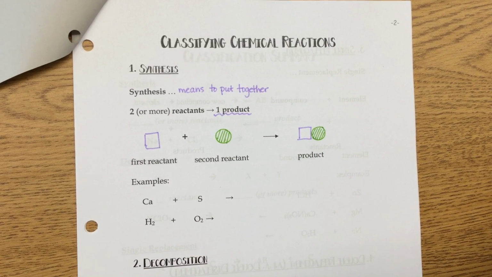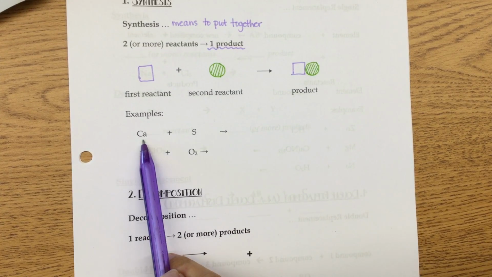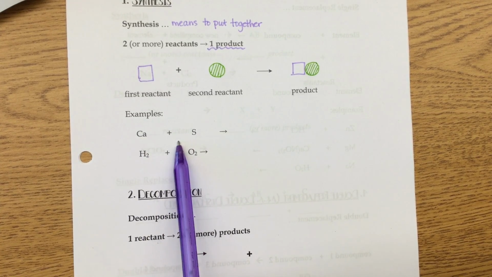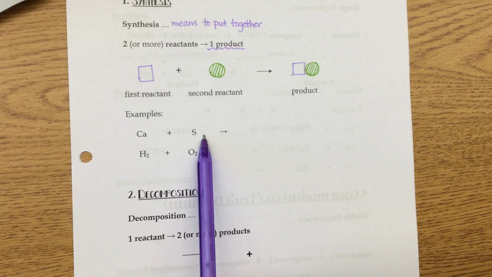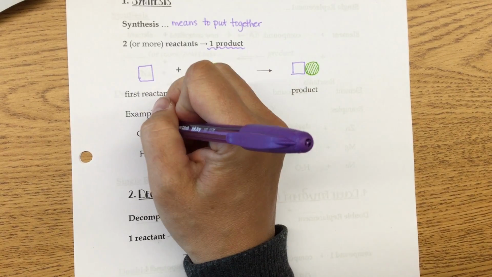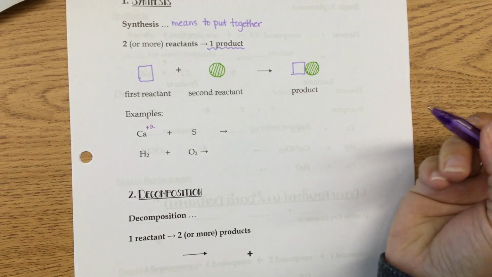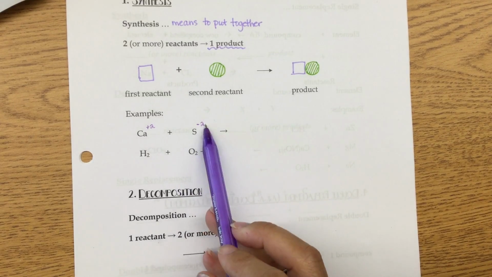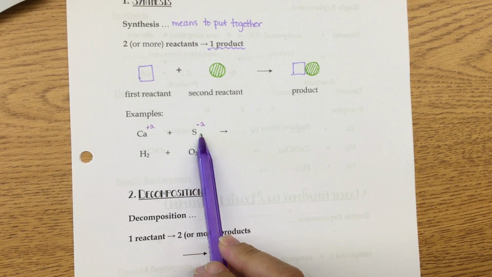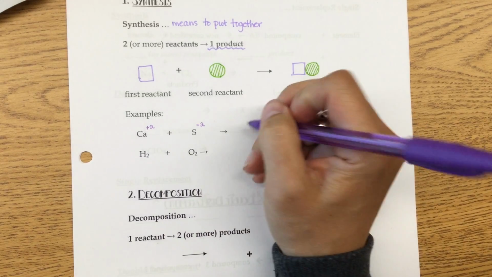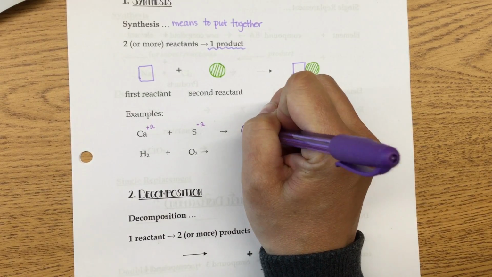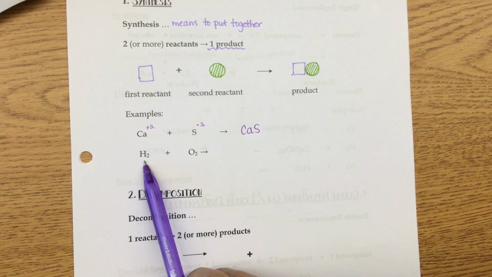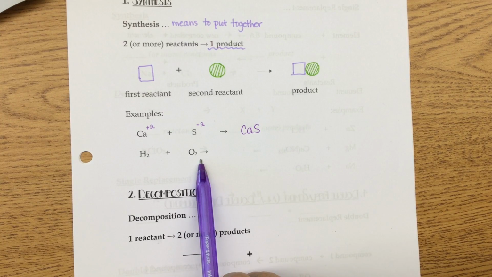So, for example, we have calcium and sulfur, okay? And we can do these ourselves, because we can figure out the charges, right? So the charge for calcium is +2. The charge for sulfur is -2. When we crisscross and combine and drop the positive and negatives and reduce, we are left with CaS, okay, calcium sulfide.